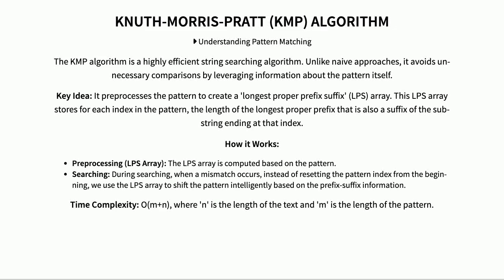Okay, let's talk about the KMP algorithm. It's a clever way to efficiently find patterns within larger texts. Think of it like this: instead of starting from scratch every time you hit a mismatch, the KMP algorithm uses some pre-calculated information about the pattern itself. Specifically, it creates what we call an LPS array, which essentially tells us how much overlap there is between prefixes and suffixes of the pattern. This allows us to skip over large portions of the text when searching, making it significantly faster than a basic approach. The time complexity is really impressive: O(m+n), where m is the length of the pattern and n is the length of the text.